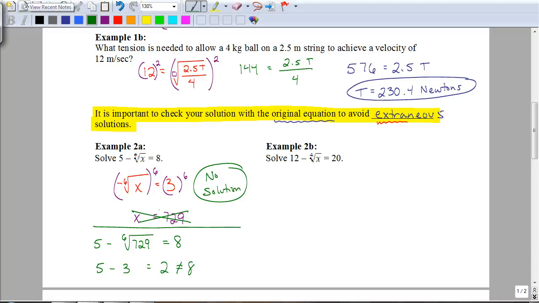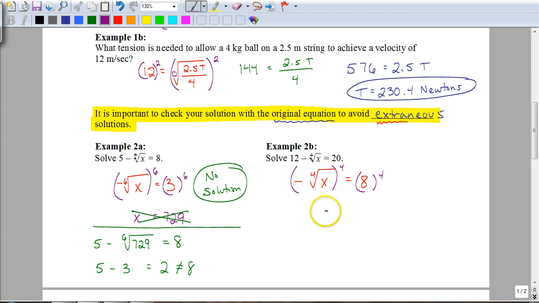Okay. So let's check to see how you did on this. What we're going to do is subtract 12 from both sides. So I have a negative 4th root of x. Move that negative down, make sure that it's not a negative exponent. Okay, so we have a negative 4th root of x equals 8, since 20 minus 12 gives me 8. Raise each side to the 4th power.